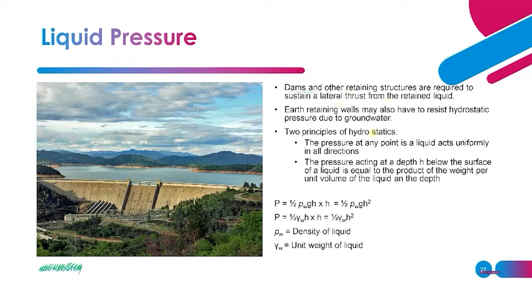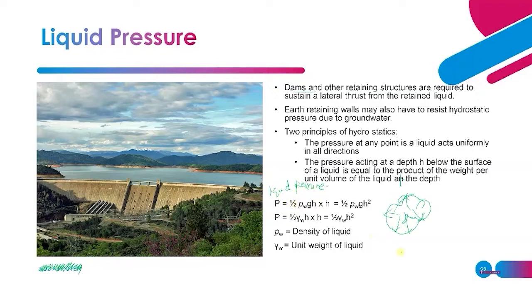By the principle of hydrostatics, the pressure at any point of the liquid acts uniformly in all directions. If you have liquid droplets here, they act all the same. So the pressure acting at depth H below the surface of the liquid is equal to the product of weight per unit volume of the liquid and the depth. The formula here, P means liquid pressure. P is actually any pressure, because you calculate pressure. This formula is for calculating liquid pressure.